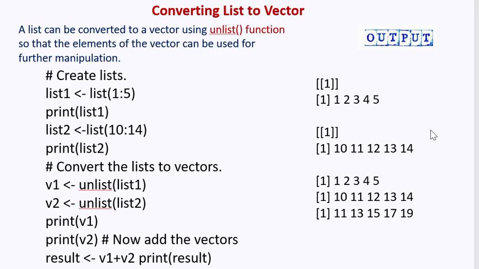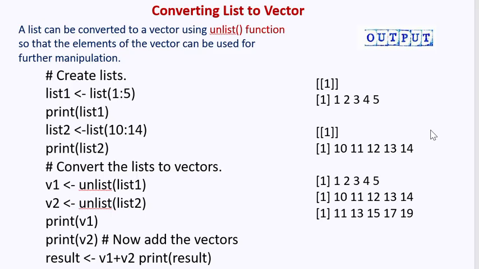As we discussed earlier, this conversion is possible with the help of the built-in function called unlist. When you mention unlist of list 1, this is the part where we convert the list into a vector. Immediately the components in list 1 are converted to a vector, and the resultant value is stored in V1. Similarly, list 2 is converted into a vector and stored in V2. For easy reference, we print the values of V1 and V2. You can see the output here: V1 holds 1, 2, 3, 4, 5 and V2 holds 10, 11, 12, 13, 14.